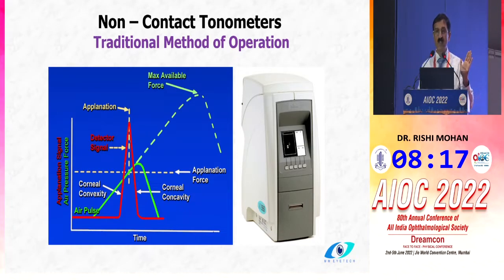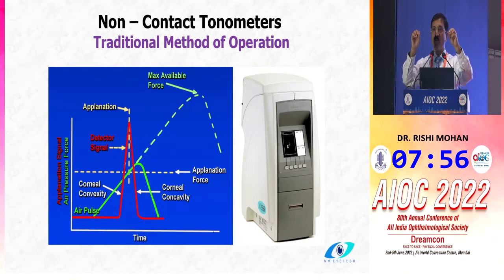So this is what happens with a standard conventional non-contact tonometer. The air pulse hits the cornea, and as the air pulse increases, it reaches applanation. And the moment it reaches applanation, the machine shuts off. That's what standard NCTs do. And at the point of applanation, whatever was the force being imparted to the cornea is measured as the pressure, same like a Goldman tonometer.